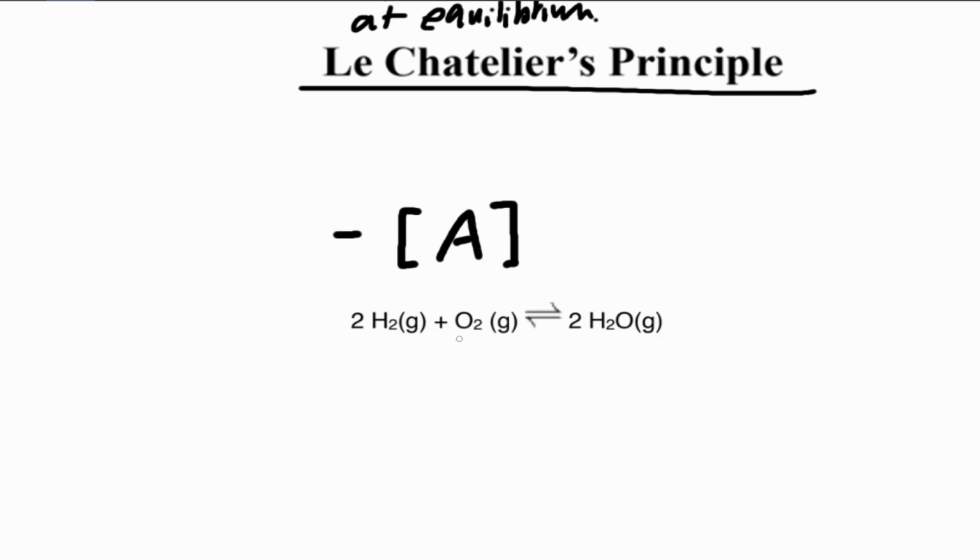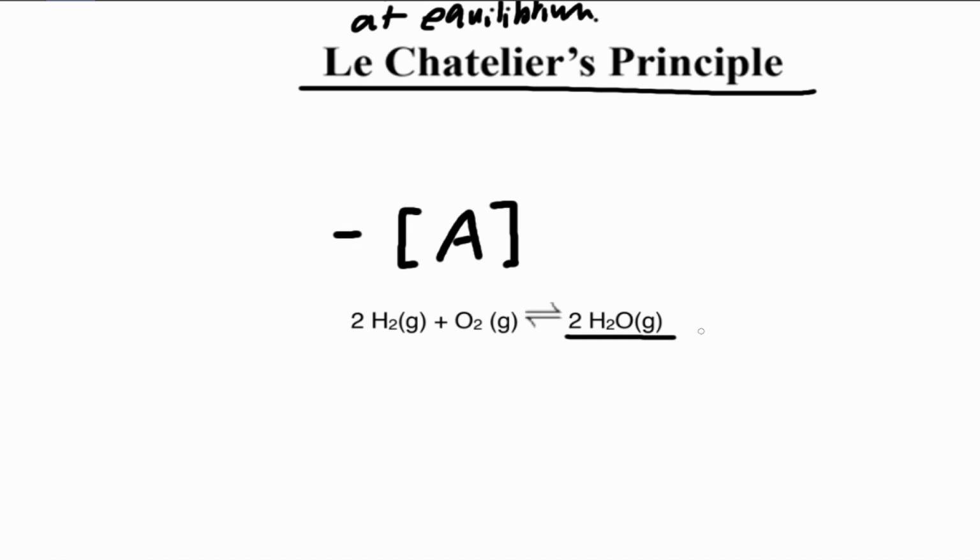It also works the same for oxygen gas. If we decrease the concentration of oxygen, we want to make more oxygen. So again, we're going to use water gas as a reactant, and the reaction is going to produce more oxygen. On the other hand, if we increase the concentration of oxygen, the reaction has a lot of oxygen, and we want to consume that and decrease that oxygen. So in this case, we're going to make more hydrogen gas. The reaction is going to shift forward.